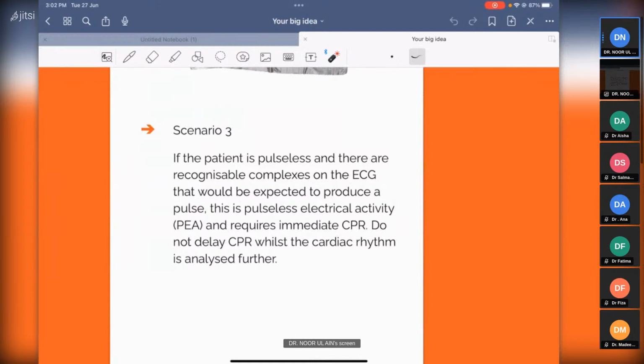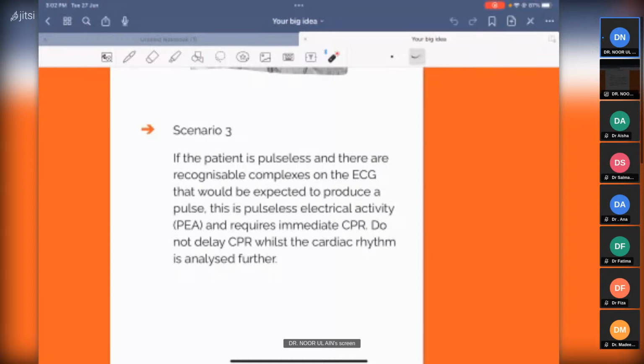The second thing we said was, yes, we have electrical activity, but it's really weird and the patient is unconscious. This is probably a VF. Okay. The third scenario is that you see electrical activity. Again, the answer is yes, but there is no pulse. And when I say you see electrical activity, I am not trying to tell you that you see VF.